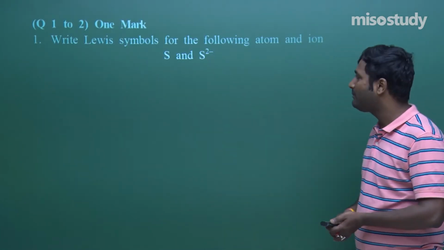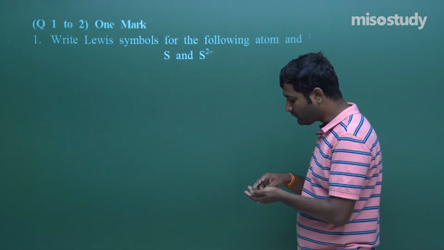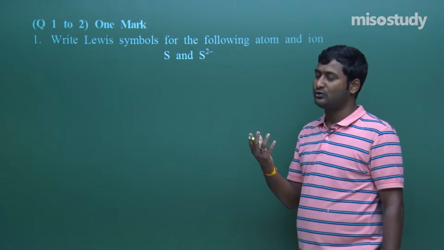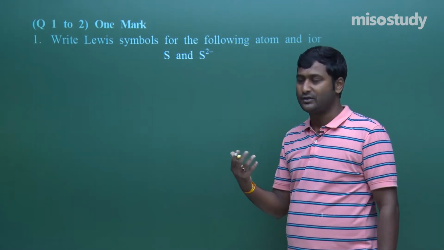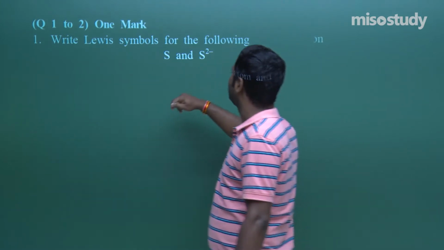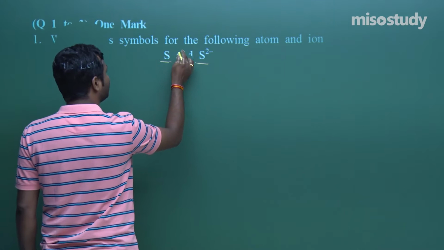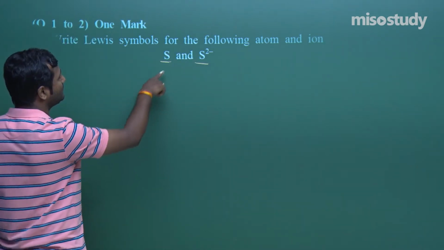Look, this is a 1 mark question. So we have to reply to this question within a limit of 20 words. Now, write the Lewis symbol for the following atom. We do not need to write just the symbol. What is the symbol of sulfur?